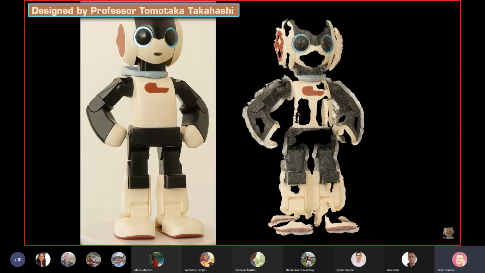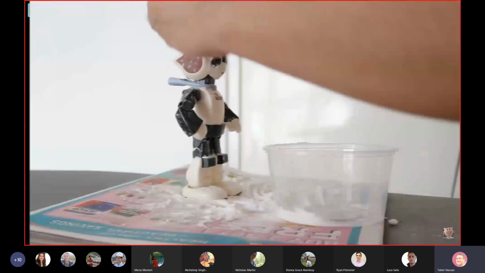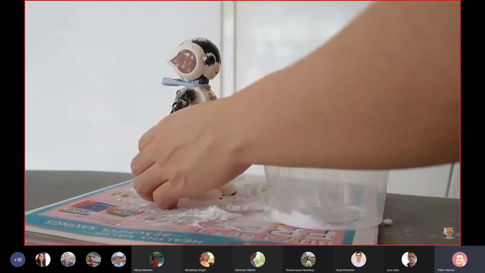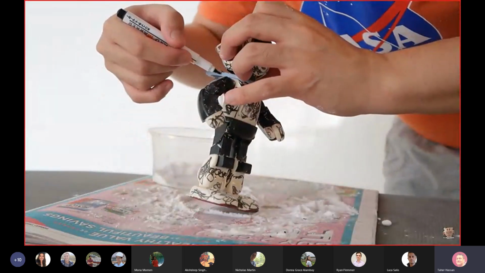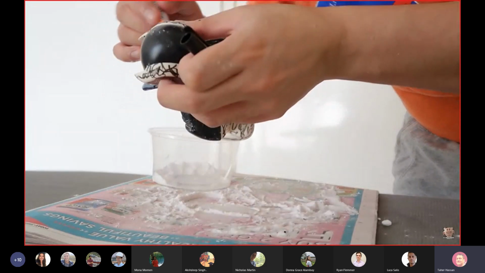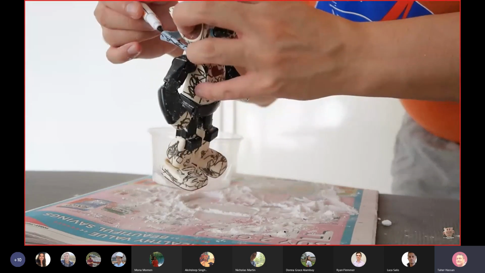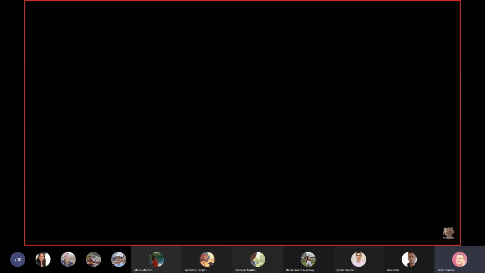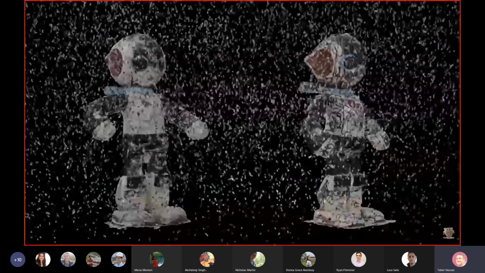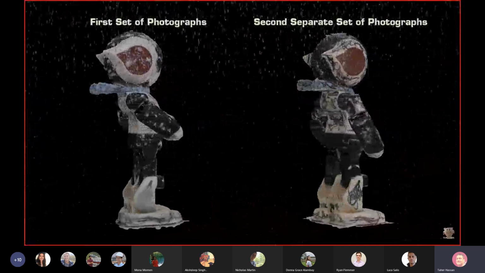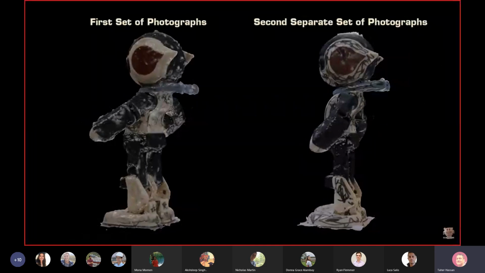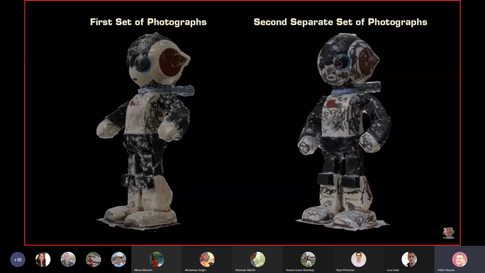However, it can be easily fixed. All you have to do is to mess up the surface so that it is dirty, messy, gritty, and not shiny. For my robot toy, I sprinkled baking soda on the black surfaces and used a whiteboard marker to mess up the smooth white surfaces. Taking multiple shots of the same toy again, and with the magic of photogrammetry, these are the final results. There are two results here because I've decided to do it twice separately, taking two separate sets of photographs.